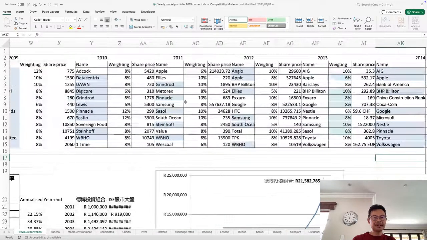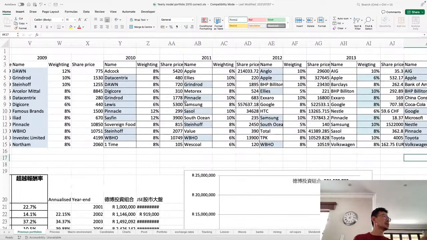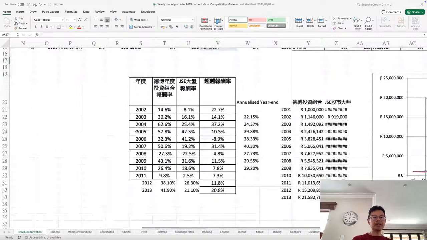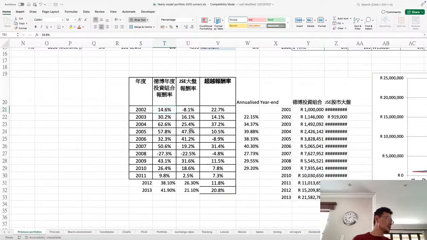Every year is different, because at the beginning of the year I revisit and look at what my portfolio would be if I were to start at that time. And then this is the return over the years. In 2002, the return was 14.6%, 2003 was 30.2, 2004 was 62.6, 2005 was 57.8%. 2008 was down because of the financial crisis, the GFC, and then it shows how it compared with the JSE, the overall index.